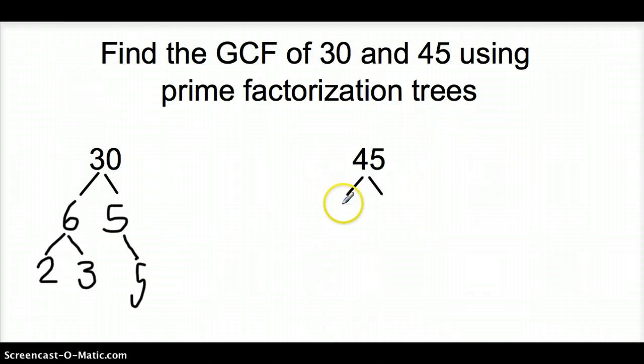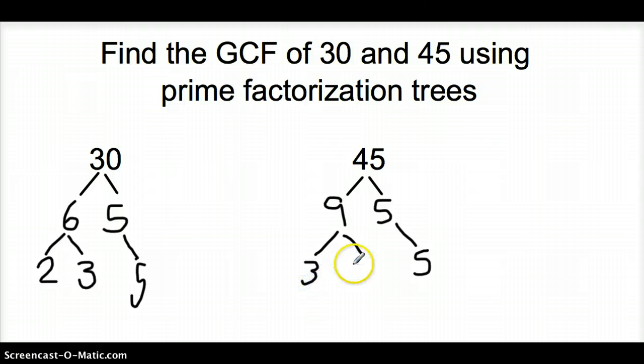Now we'll do the factor tree for 45. 45 can be written as 9 times 5. 5 is prime, so we don't have to go any further with 5. And 9 can be broken down to its prime factors of 3 times 3.